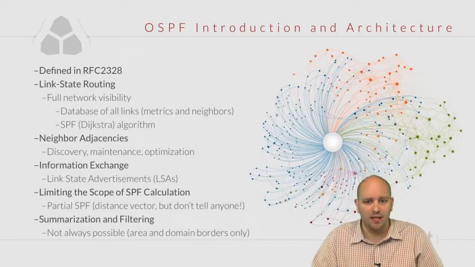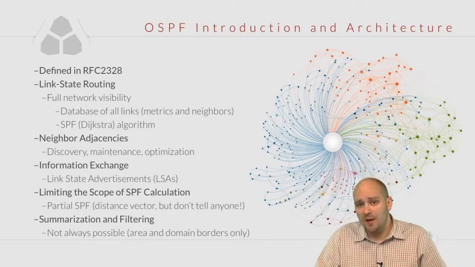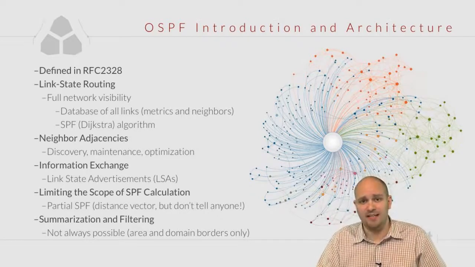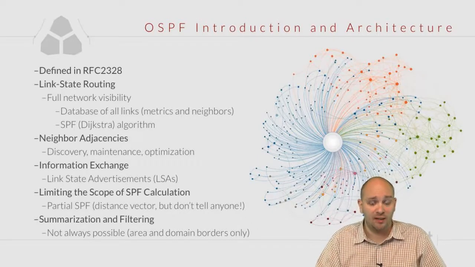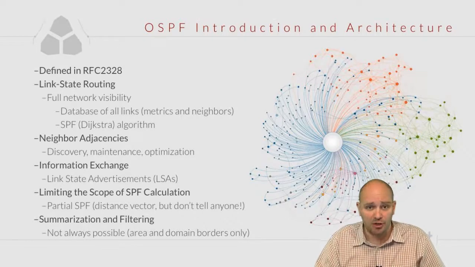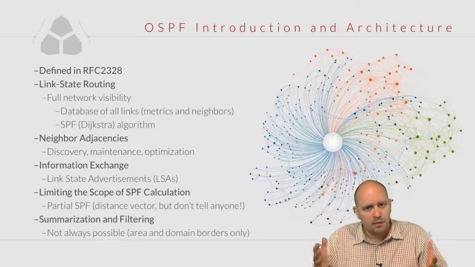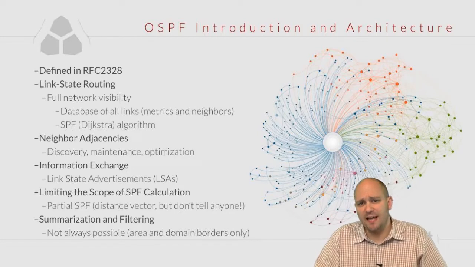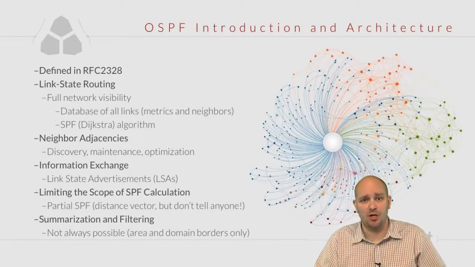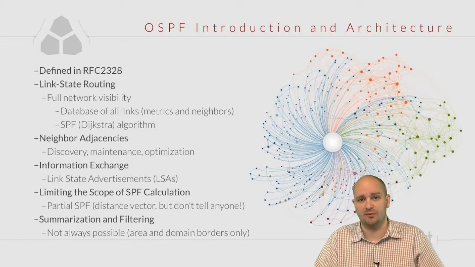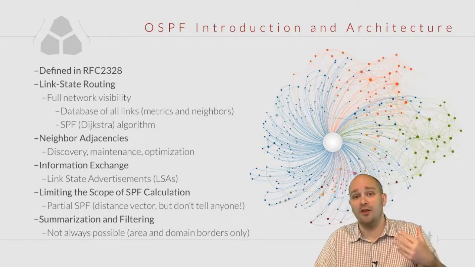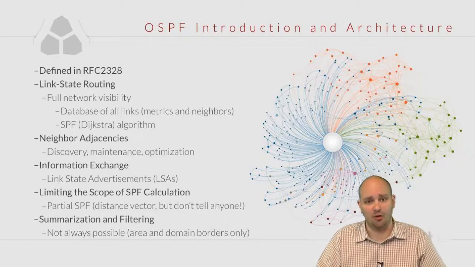And links are simply interfaces, and the information that is kept about these interfaces is their metrics and the relationships with other devices on those links. In other words, in this database, we're going to have information not only about the interfaces themselves, what are the IP addresses and the networks associated with them, but also what other devices are connected on these links.